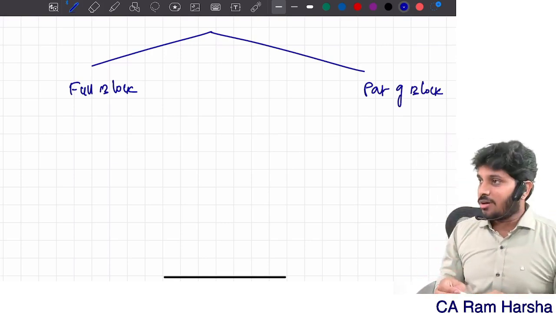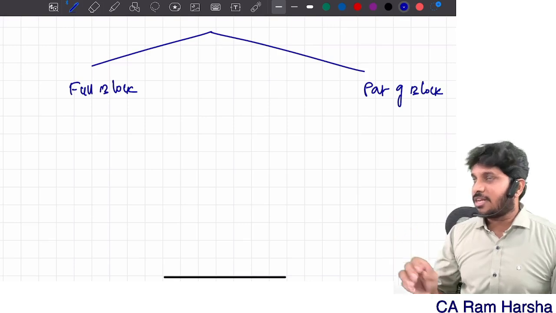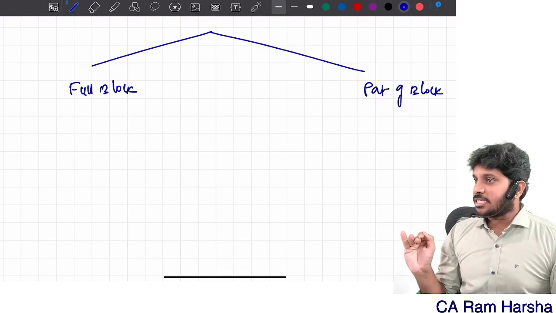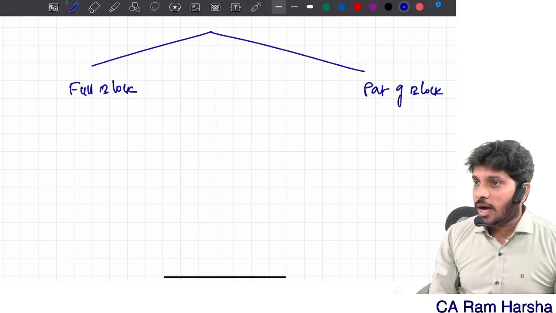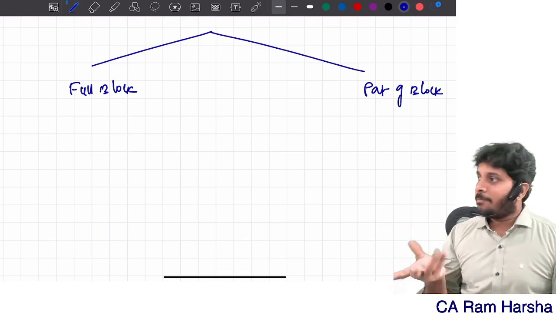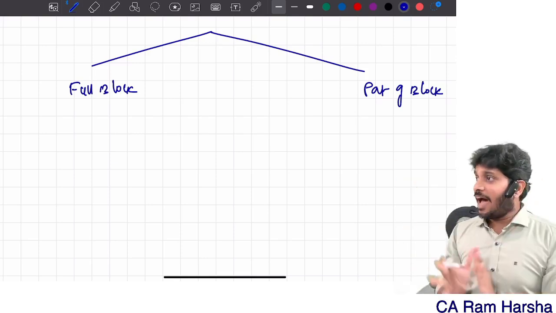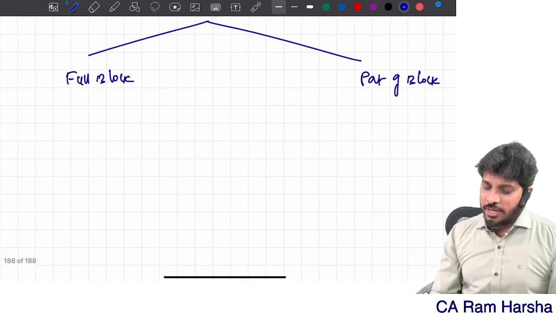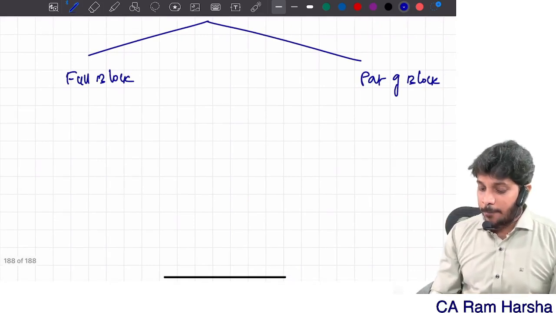Very simple. In the exam, they will not tell you full block or half. They will tell you opening 4 assets, additions 5 assets, deletions 3 assets. Part of a block sold, or full block sold. Exactly. Part of a block is sold. The value they give, okay. Full block they sold.